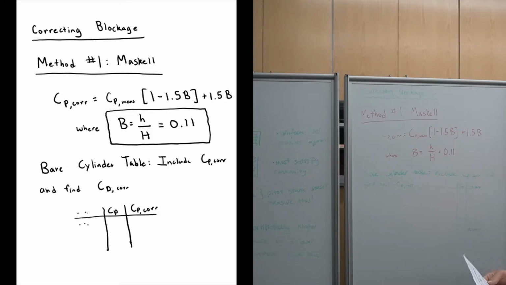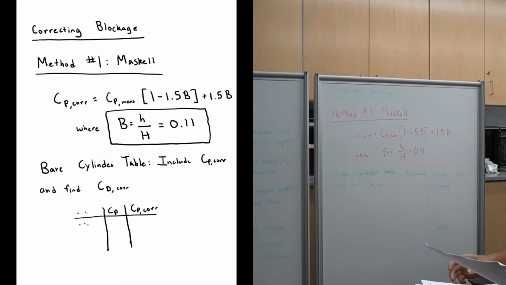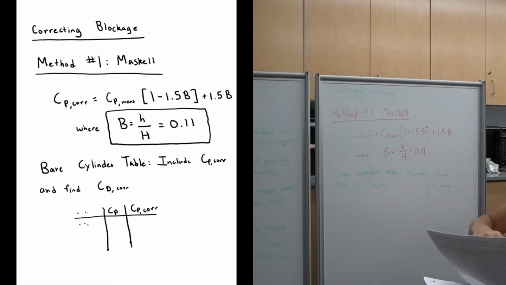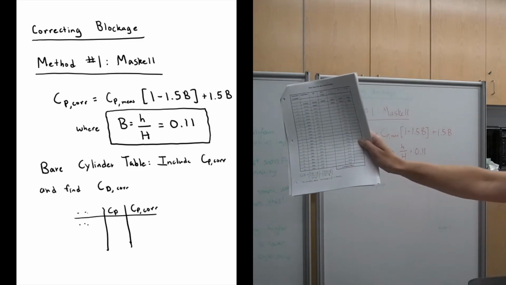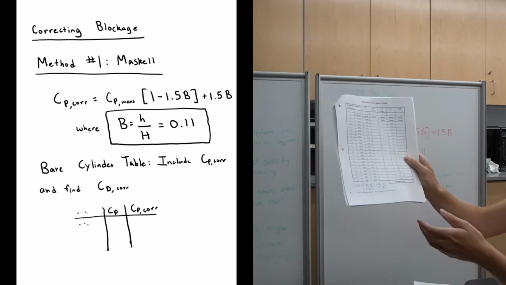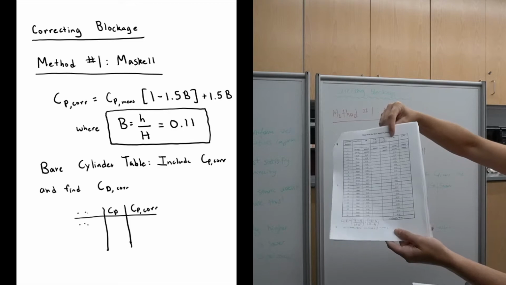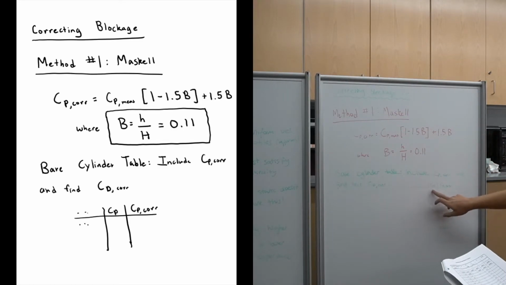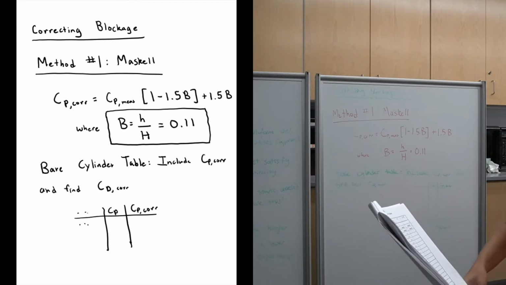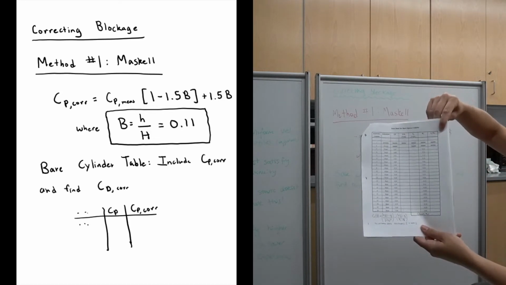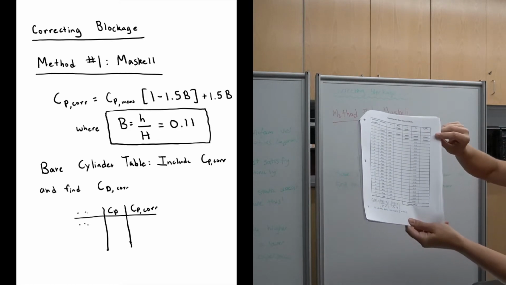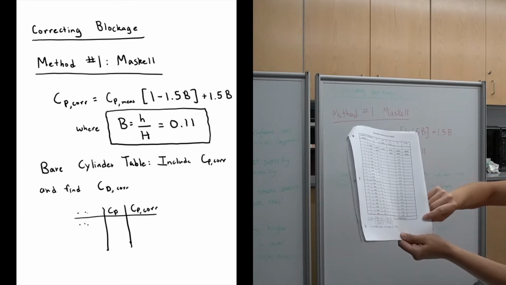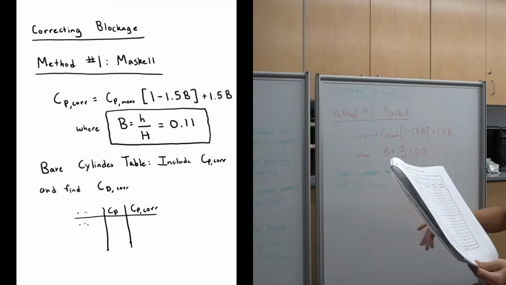The way that you're going to include these coefficient of pressure corrections, as I said before, is in a table. Using the data sheet that you had for your bare cylinder, you're going to add a new column next to CP called CP corrected. You'll also have a column of CP corrected times the weighting function. When you sum up CP corrected times the weighting function, you can find CD corrected.